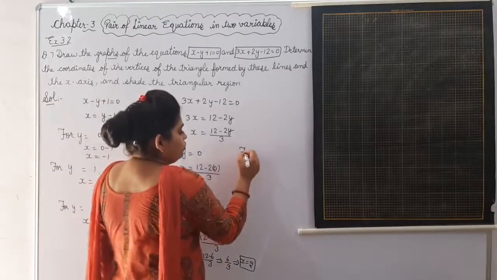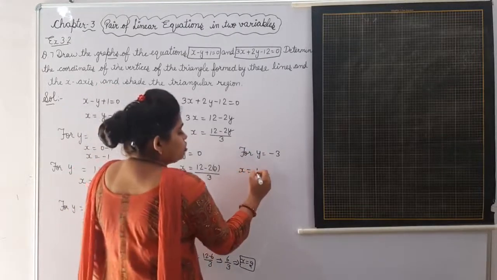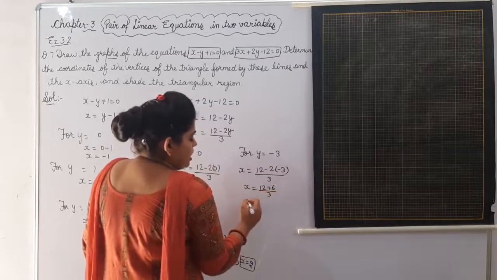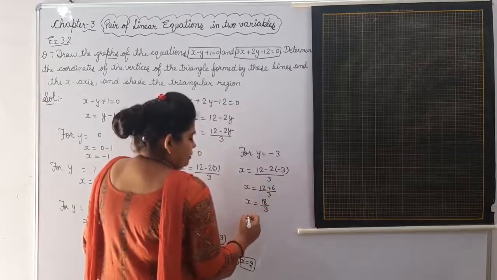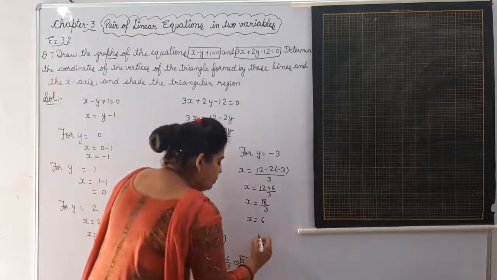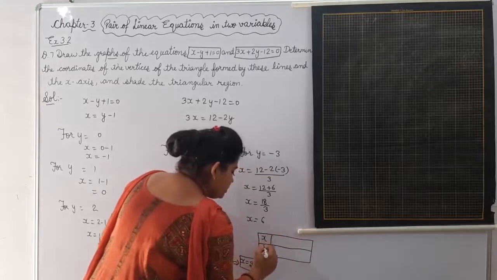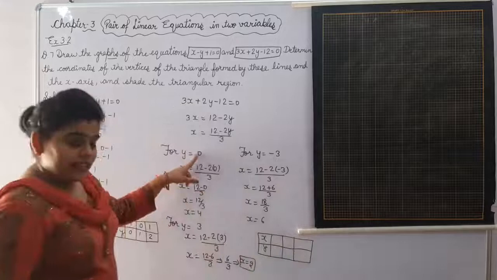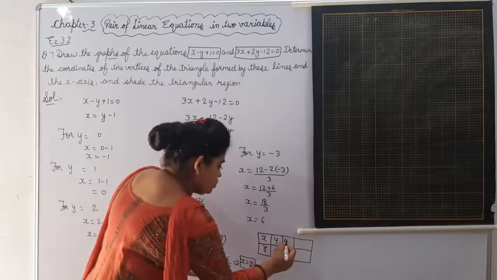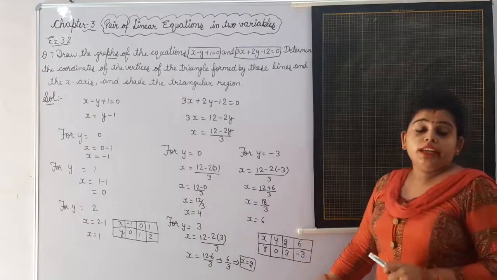Now for the third value, for y is equal to, suppose I am taking minus 3. If y is equal to minus 3, then x will be equal to 12 minus 2 into minus 3 divided by 3. x is equal to 12 plus 6 by 3. x is equal to 18 by 3. x is equal to 6. So, we get three solutions for this equation also. Now we will prepare the table. x, y. y is 0, x is 4, y is 3, x is 2, y is minus 3 and x is 6. Yes, dear students, up to here we have done the same in our first question also.